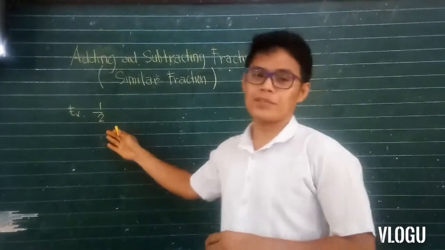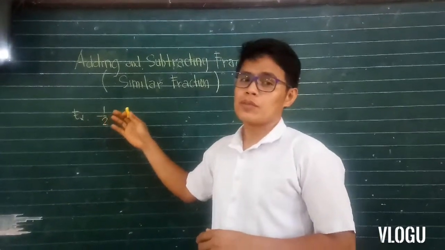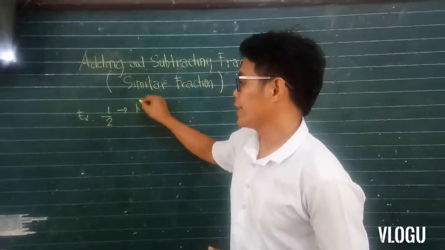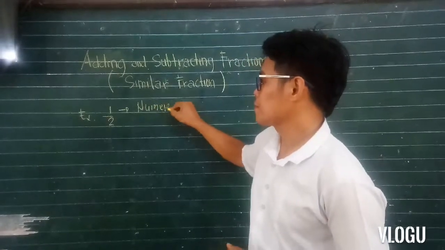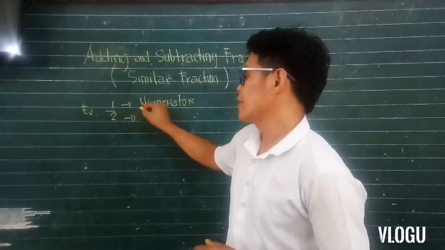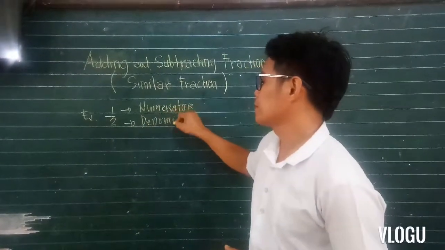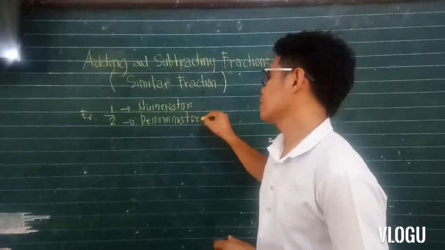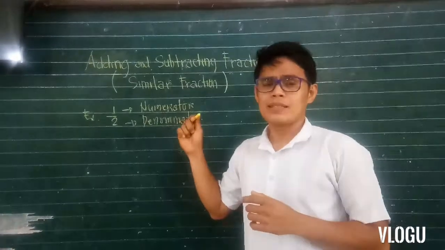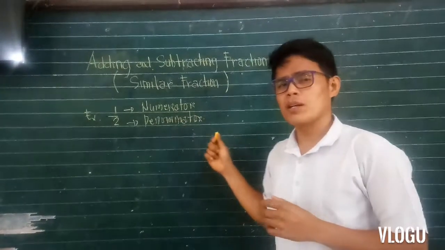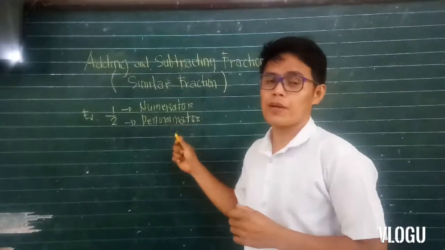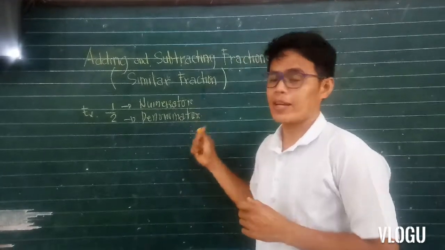If we observe this one, there are two parts of a fraction. The upper part we call the numerator, and the lower part is the denominator. What do we mean by the numerator? The numerator tells us the number of equal parts. On the other hand, the denominator tells us the total number of equal parts of a whole or a collection.